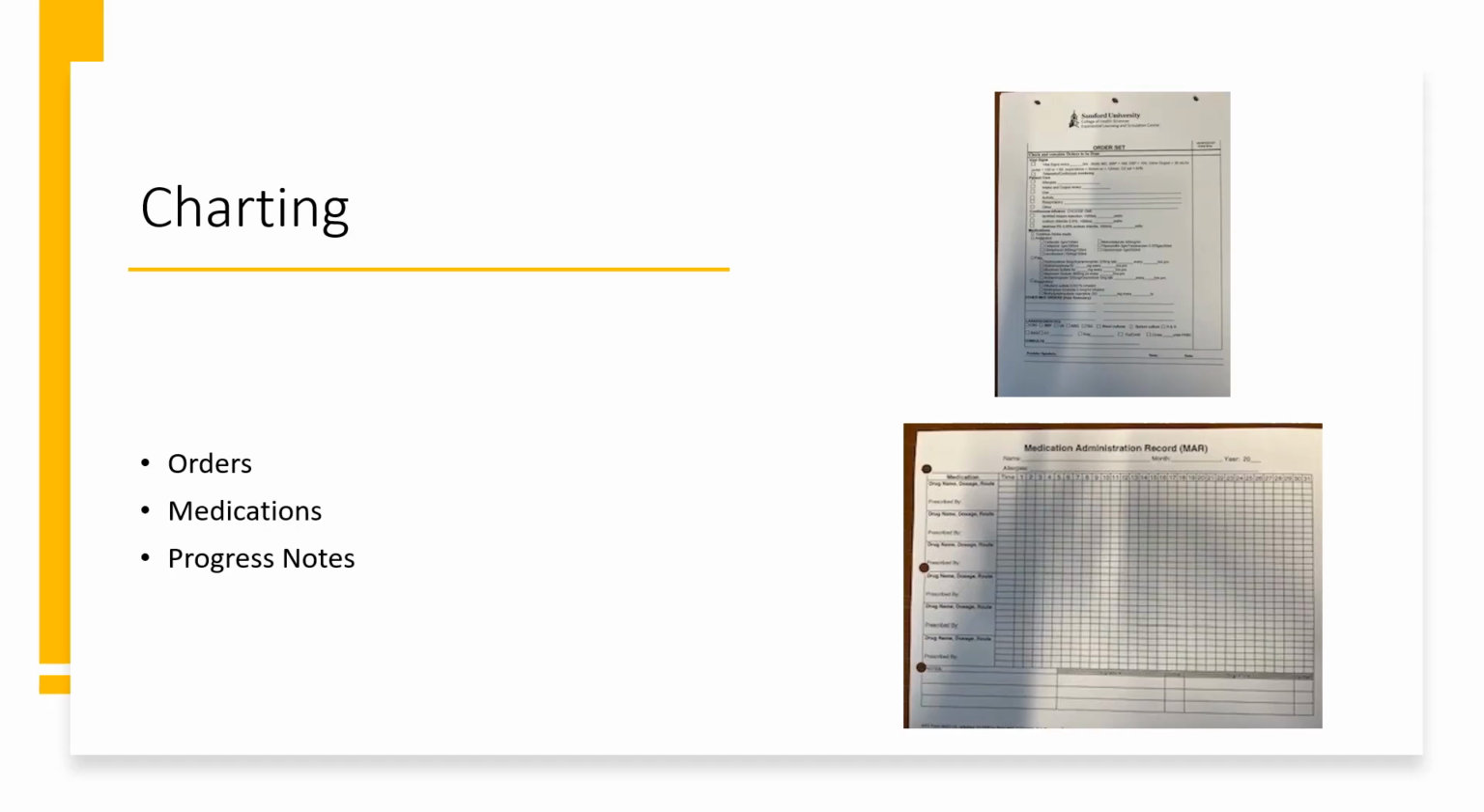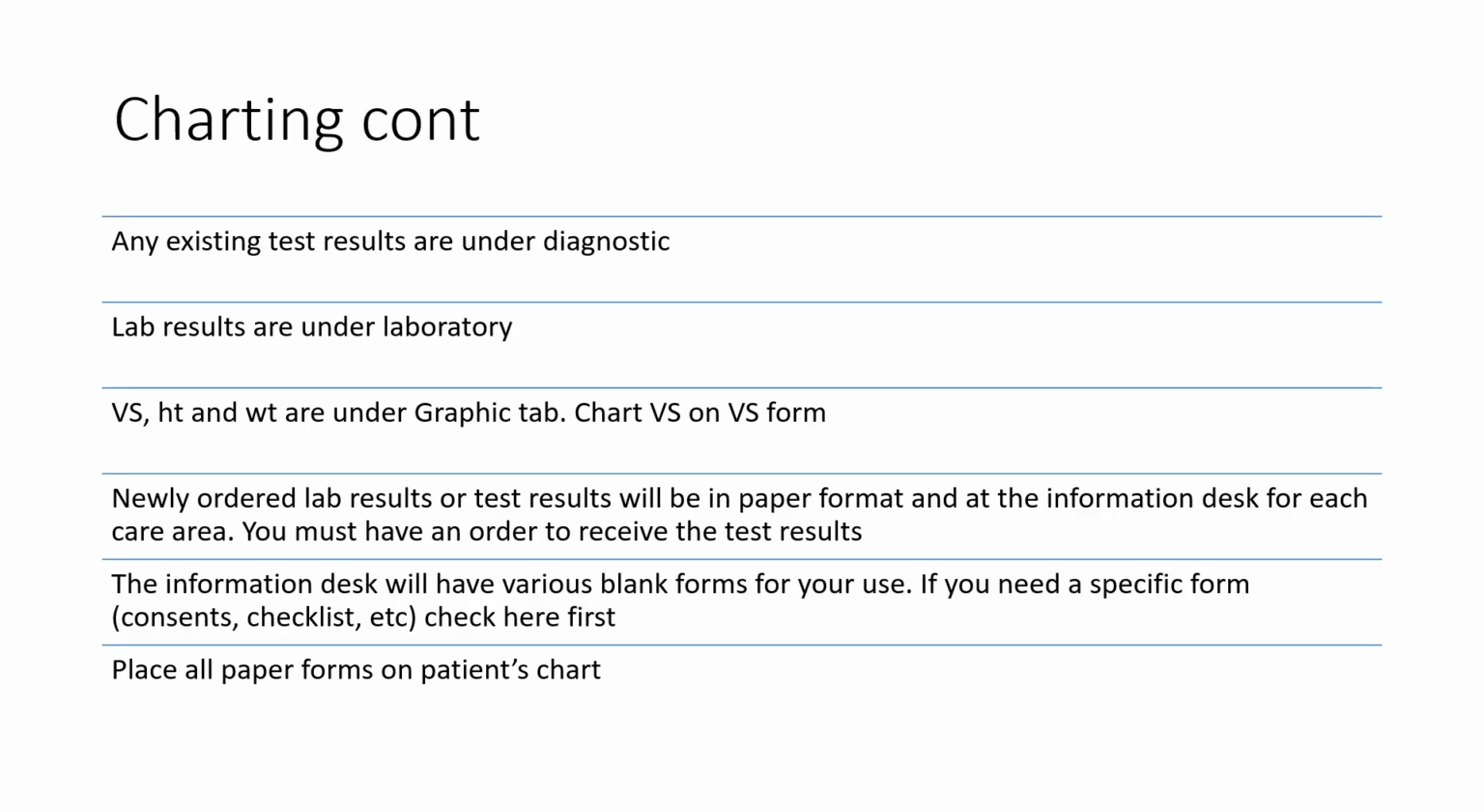In your chart, you will have orders, order sets, a medication administration record, progress notes, and your vital signs graphic sheet. Please utilize these correctly as you chart on your patient. Some important notes about the chart. Your existing test results are under diagnostic. Your lab results are under laboratory. Vital signs, height, and weight are under the graphic tab. This will be where your vital signs form is found to chart your vital signs on.